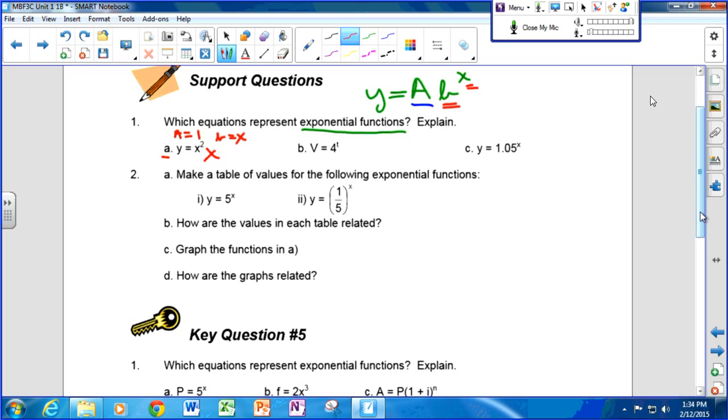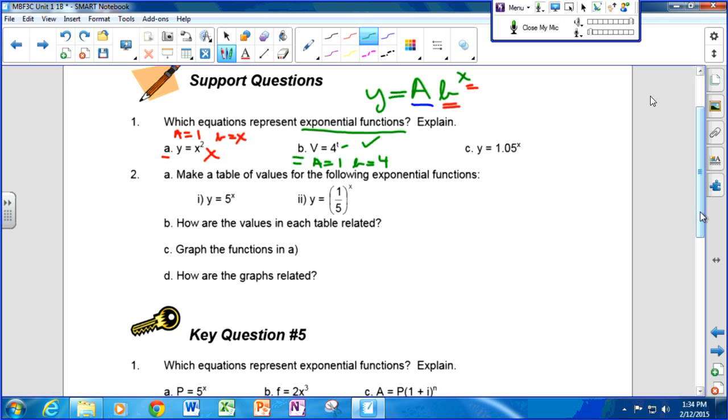All right, well, let's try it with 1b. V equals 4 to the power t. Our a value, again, is going to be 1. Our b value is going to be 4, which is a number that's greater than 0. So that's correct. And our exponent is t, and that is a variable. So indeed, that is an exponential function. If you plotted that for different values of t, you would find it takes an exponential growth shape, and we know that because the b is greater than 1.